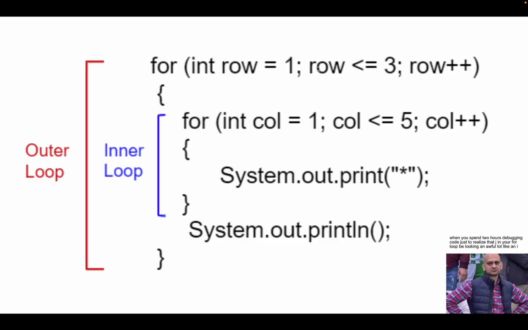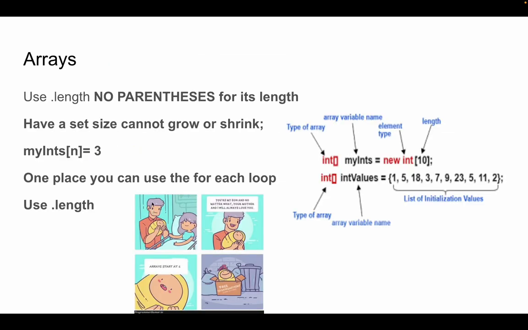Okay, and basically, to find the total number of iterations, you multiply the number of iterations of the outer loop with the number of iterations of the inner loop. So the total number of iterations would be 15, and you mainly use this for your 2D arrays. So keep this in your back pocket.